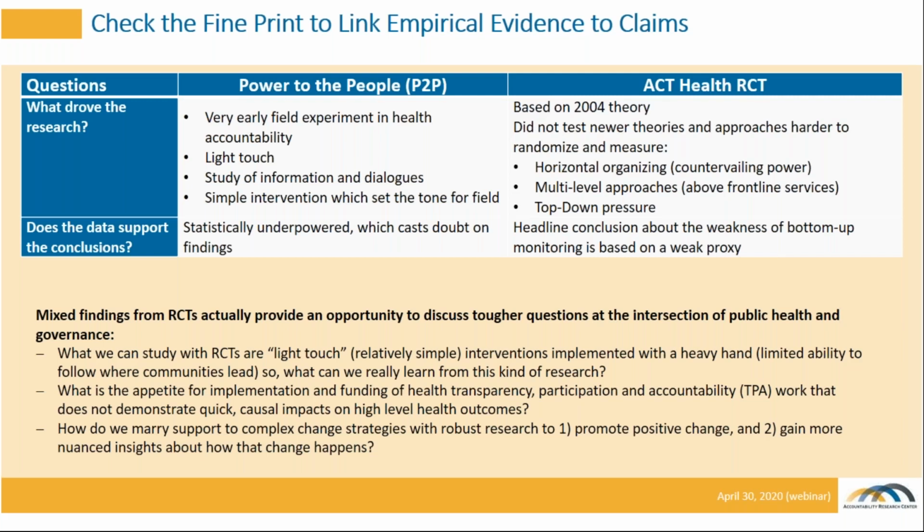So on the one hand, Power to the People is statistically underpowered, which should cast doubt on some findings. And then the ACT Health RCT has a headline conclusion about the weakness of bottom-up monitoring, but that's based on a weak proxy indicator. So if the last 15 years were based on a lot of hope that small investments and simple short interventions could make dramatic changes, that enthusiasm is understandable. We all want to see things change, and we want to see things change for the better and quickly. But it's probably not very realistic because there's no accountability on the cheap.